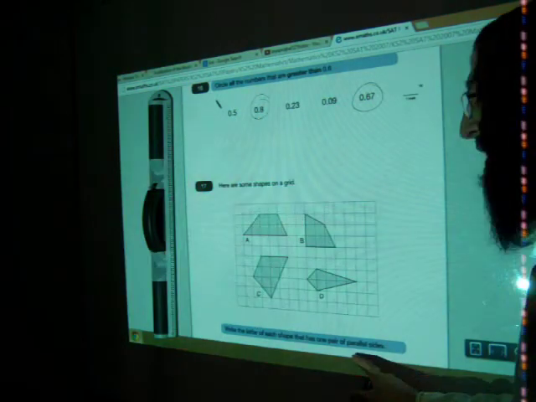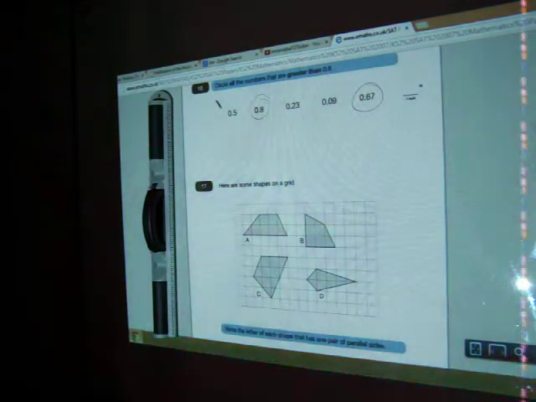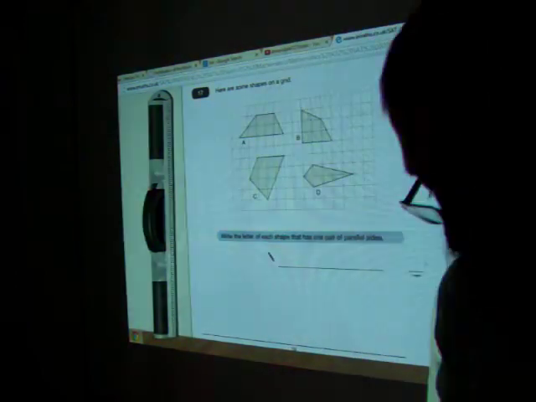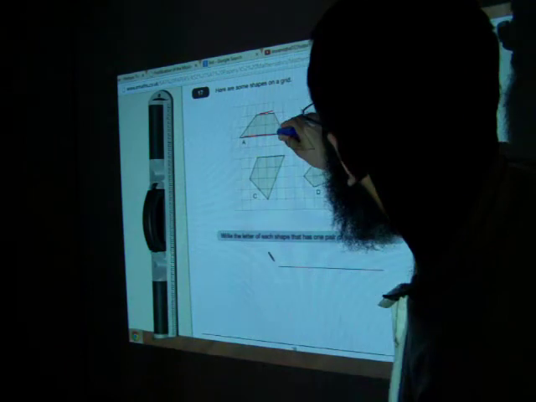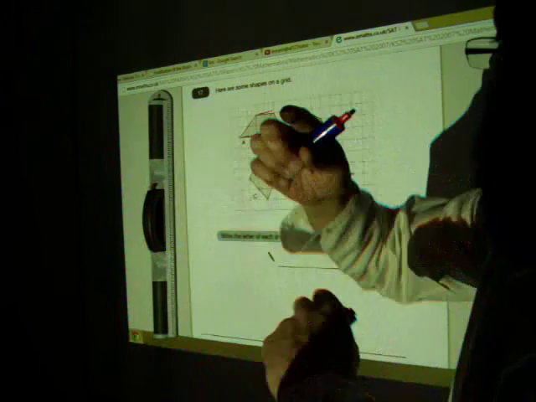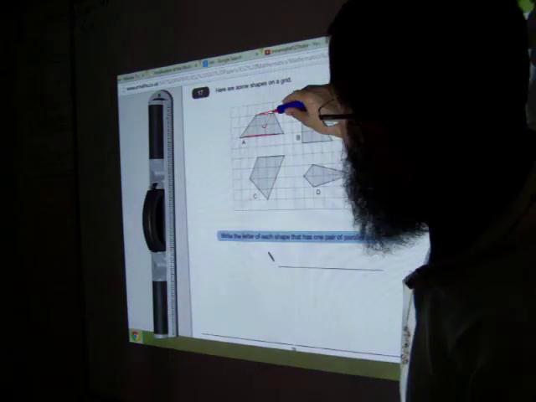Okay, let's have Khadija, can you define for the class, what is a parallel side? Parallel sides mean two lines which are always the same distance apart from each other. Okay, right. Is this side parallel to this side? No. Yes, they are. They're the same distance apart. One's short, one's long, but the distance is the same.